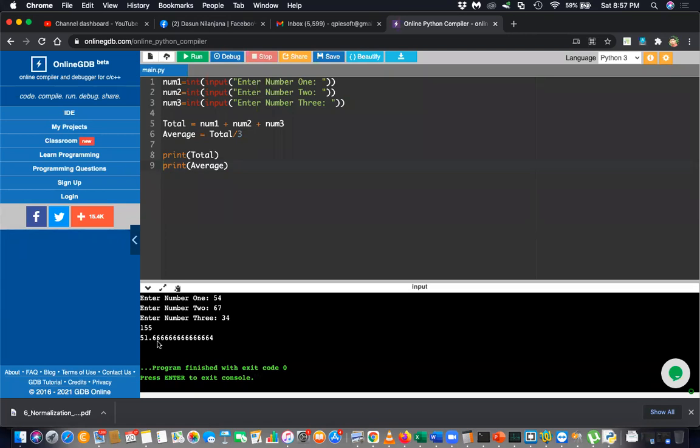Yes? Any reason? Total, yes. Total can be given by concatenation, but average, can you divide text? Can you divide text by numbers? No. So it will initially think these three are text.